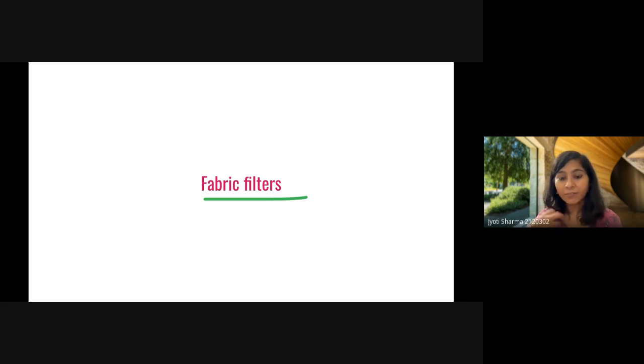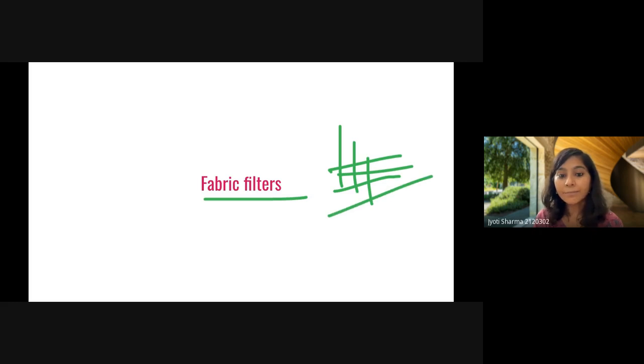Fabric means the filter that is made up of the cloths. Because we know that each of the cloth is woven, it means the threads are like this. It means there is some space, right? Whenever the gas goes in and then out of that woven fabric, the particulate matter will be collected in that space. So that's how the fabric filter will work.